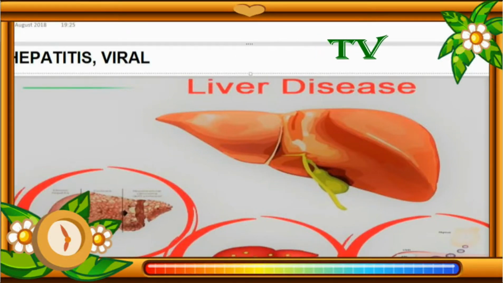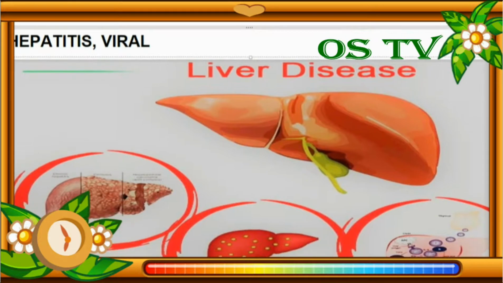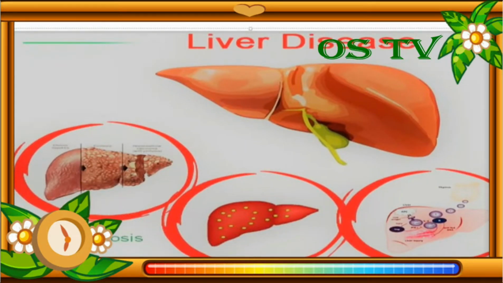Discussing hepatitis virus. Viral hepatitis is hepatitis caused by a virus. As we can see, this is the effect of hepatitis. You have a liver disease. Hepatitis often affects the liver.